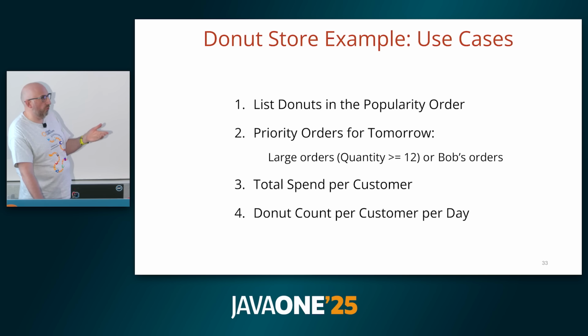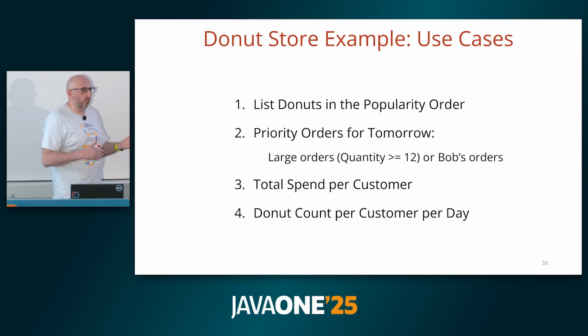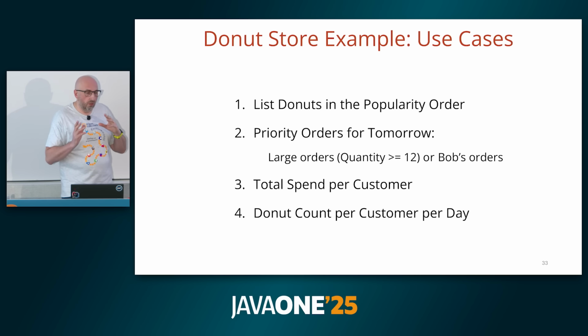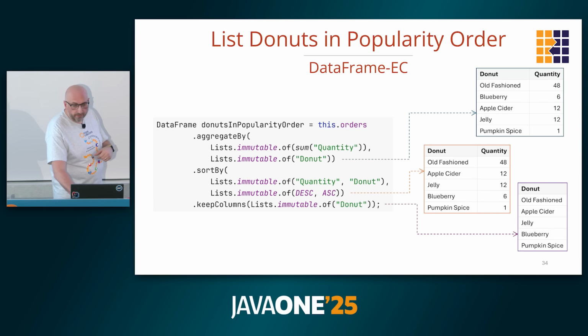So list donuts in popularity order, similar to that function example that we saw earlier. Priority orders for tomorrow. Somewhat arbitrarily, I define priority orders as large orders or orders that are going to Bob, one of the clients. Total spend per customer, so just simply a list of customers and how much money they spent. And donut count per customer per day will show us how to use pivot functionality with data frames. For this portion, we focus on just pure Java data frames. So we'll compare and contrast Dataframe-EC and Tablesaw. But like I said, in the repo, you'll see examples for the other frameworks as well.